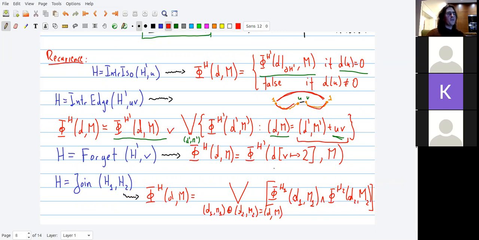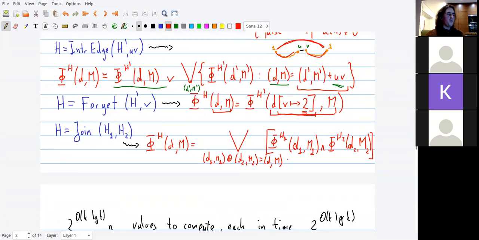When we are forgetting a vertex, we need to make sure that this vertex is saturated. So whenever we're forgetting a vertex, we can only forget a vertex that already has two incident edges. So whenever I'm looking at a signature on a trimmed boundary with the vertex forgotten, I need to look up the value whether there was a path system for which this vertex has already two incident edges. Here, d with v mapped to 2 means the extension of d by mapping v to 2.